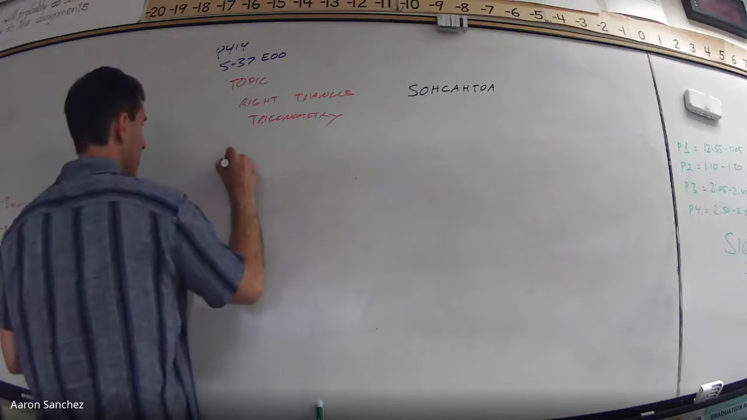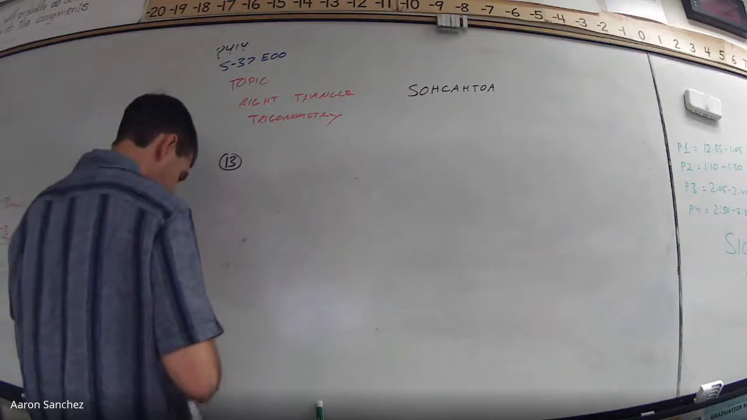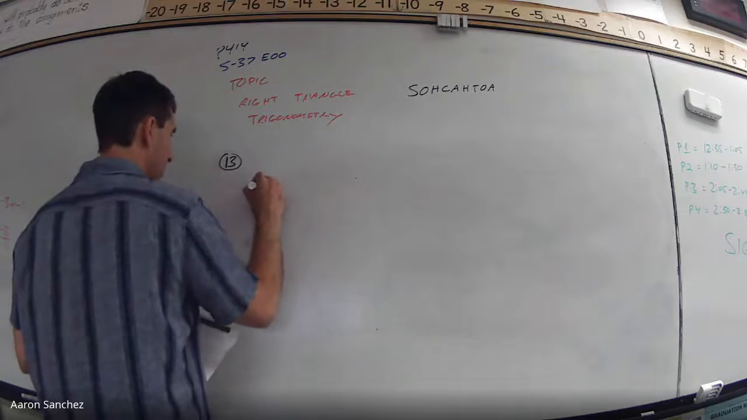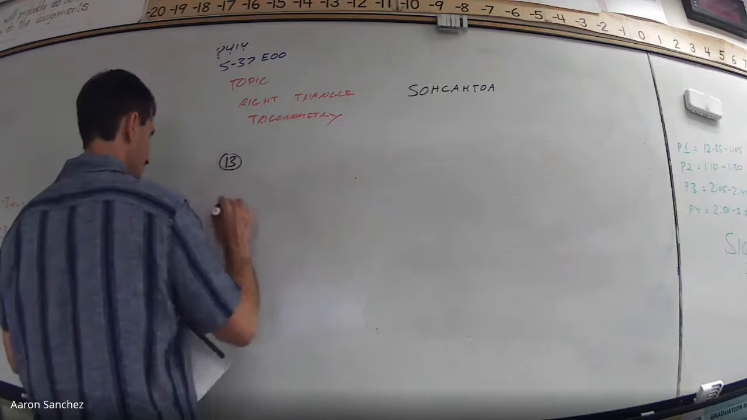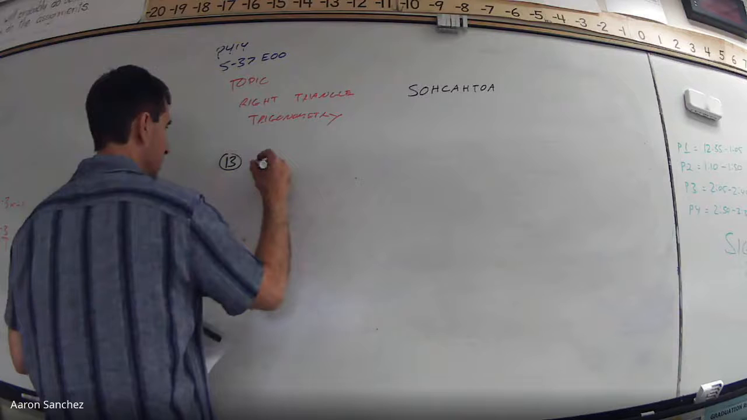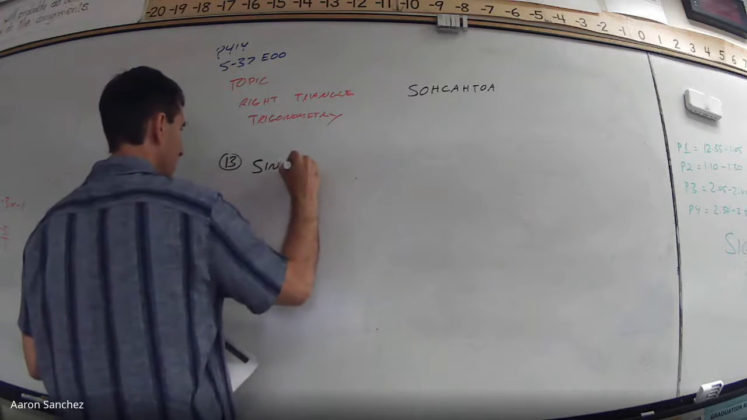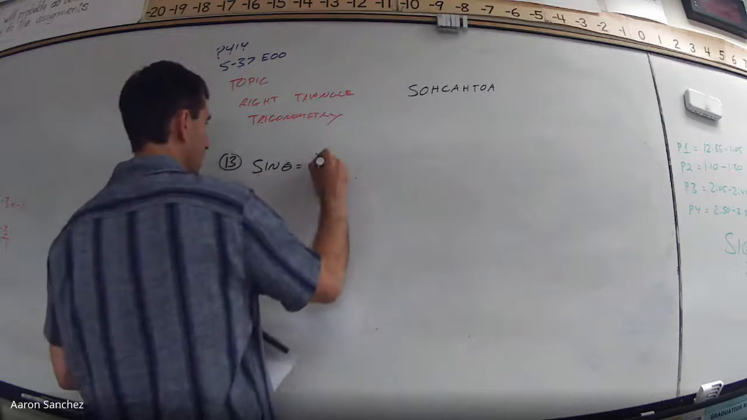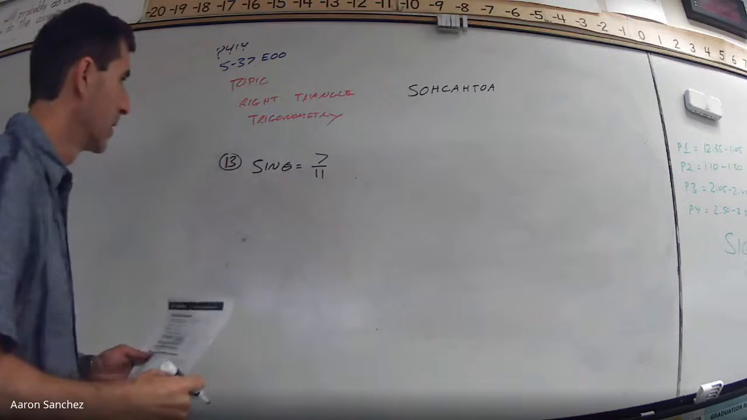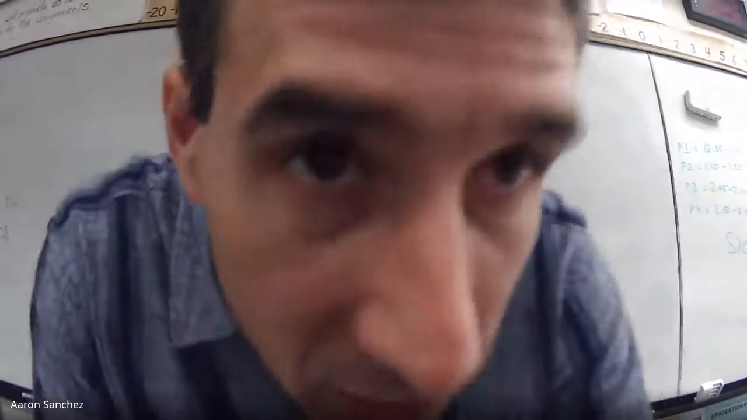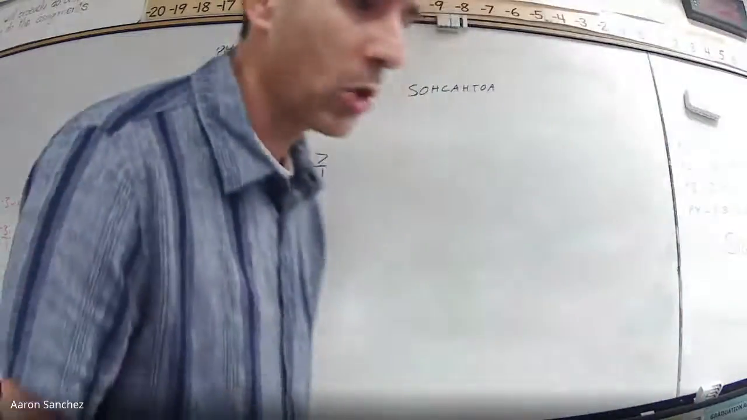I have here, this is 13. Now 13, all they tell us is that sine of theta is equal to 7 over 11. That's all they tell us. Find all the other trigonometric functions. Find cosine, tangent, cosecant, secant, and cotangent. All you have to do is just, let's draw a picture, and it's easy.